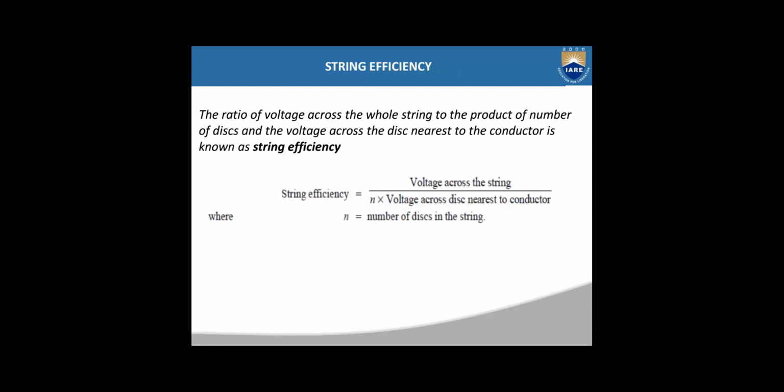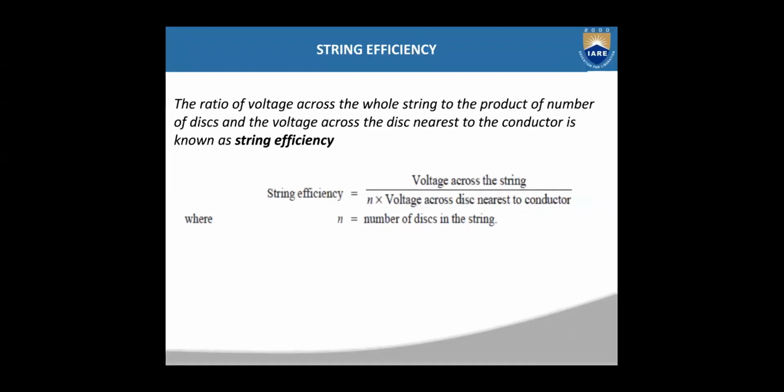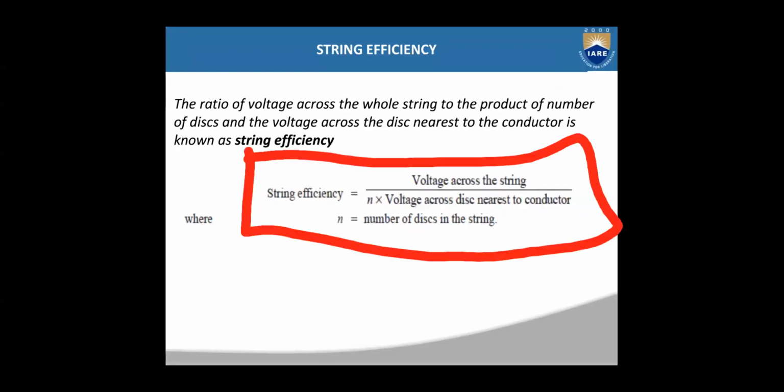Now what is the string efficiency? String efficiency is the ratio of the voltage across the whole string to the product of the number of disks and the voltage across the disk which is nearest to the conductor. So string efficiency is the total voltage across the string divided by n times the voltage across the disk nearest to the conductor.